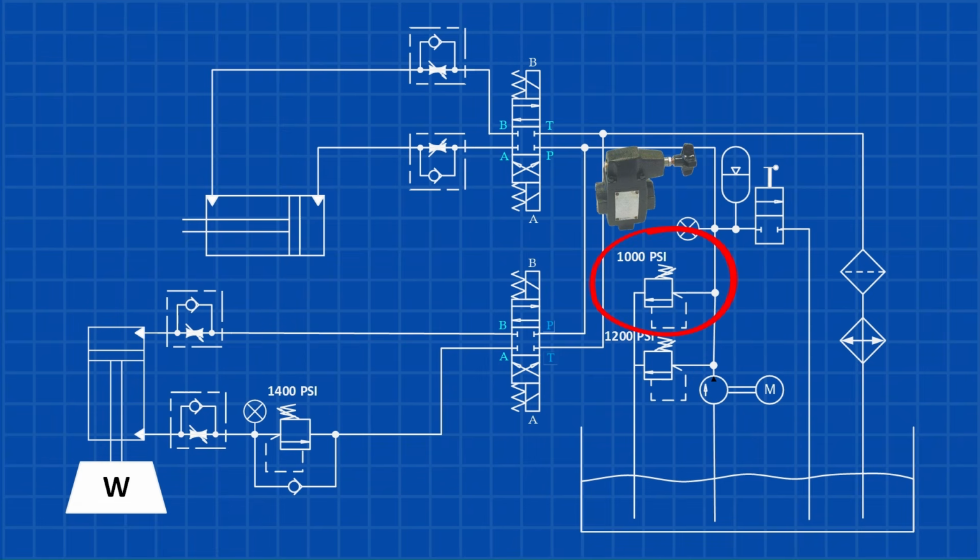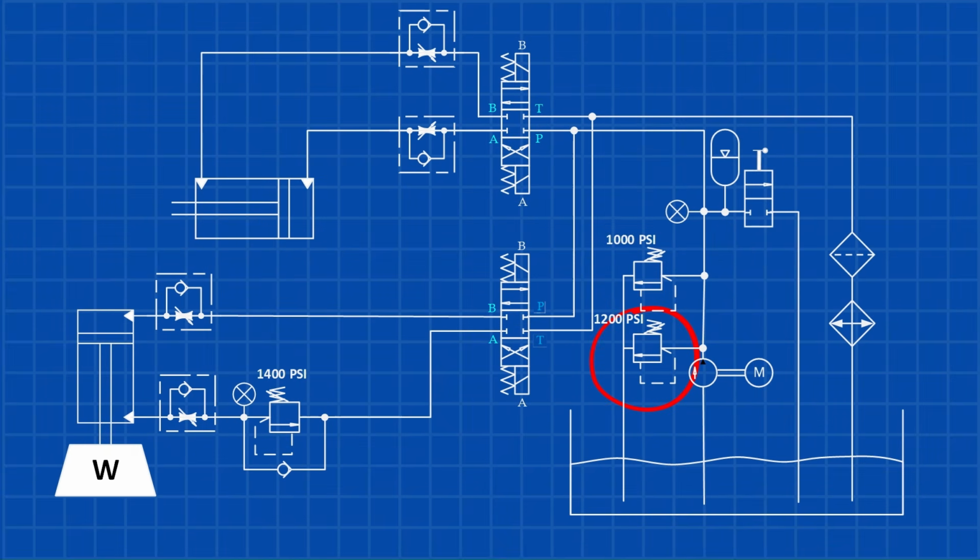After the pump, look for the pressure relief valve. This valve protects the entire hydraulic system. If pressure becomes too high, the relief valve opens and safely sends oil back to the tank. Without it, hoses could burst, fittings could fail, or the pump itself could be damaged.